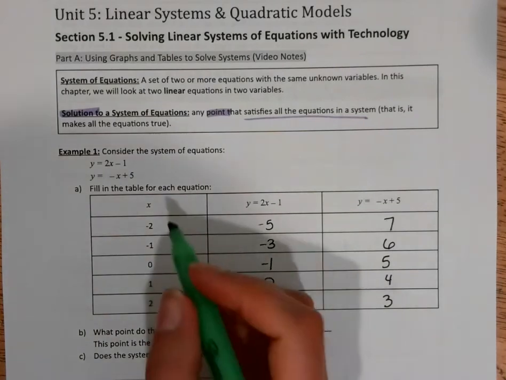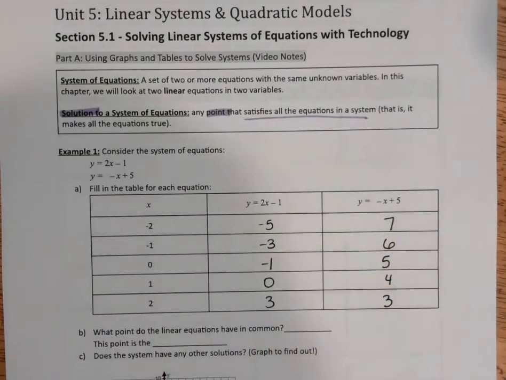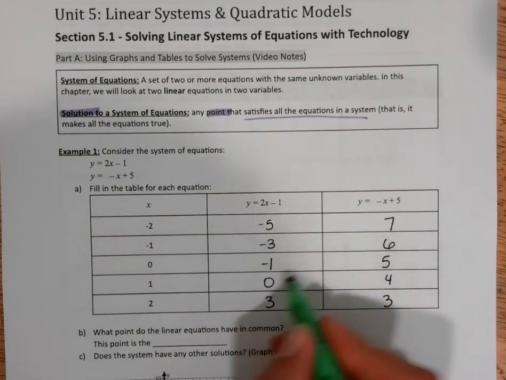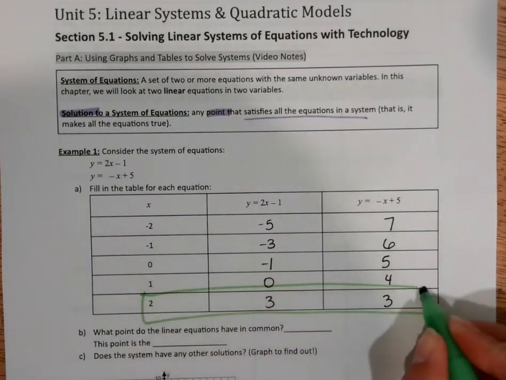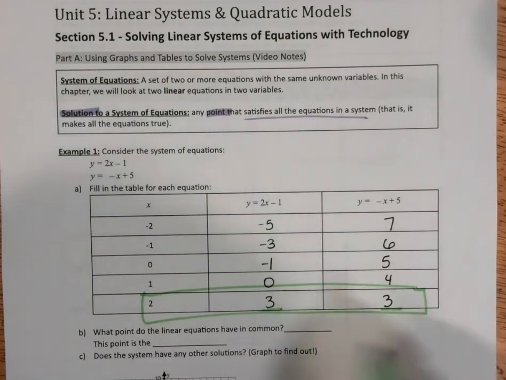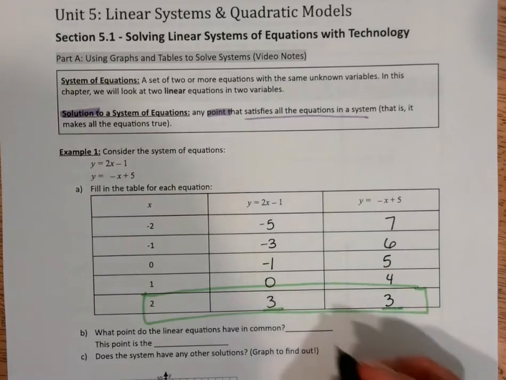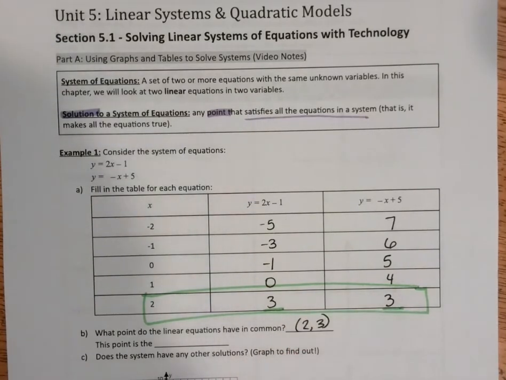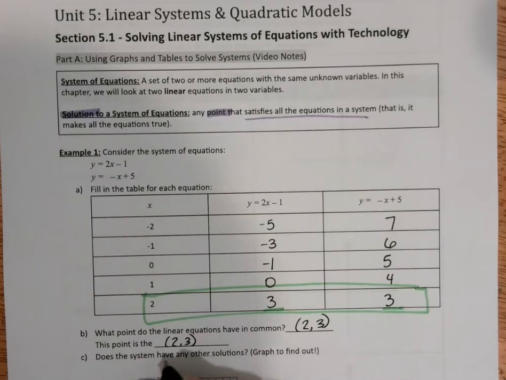So the ordered pairs are like negative 2, 5 and negative 2, 7, so they don't match. What we're looking at specifically, since they have the same x's, is for them to share the same y's. And so we see that happening down here because the two y values are the same with the same x value. So the point that these two equations have in common is the ordered pair 2, 3. So the ordered pair is 2, 3. That is the solution to this system.